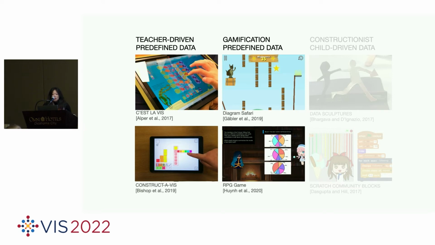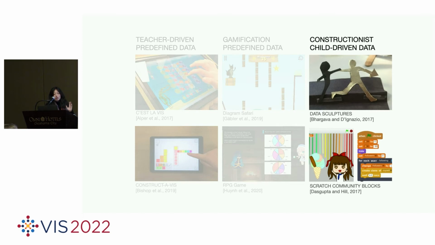Data Is Yours sits with other prior works that focus on improving children's DVL. But the majority of existing DVL tools focus on using predefined data sets that are either actively guided by an educator or through gamification approaches, such as the selected work here. And while these approaches enable teachers or the system to provide guidance and feedback, it largely limits children's data engagement to just either classrooms again or predefined data sets.